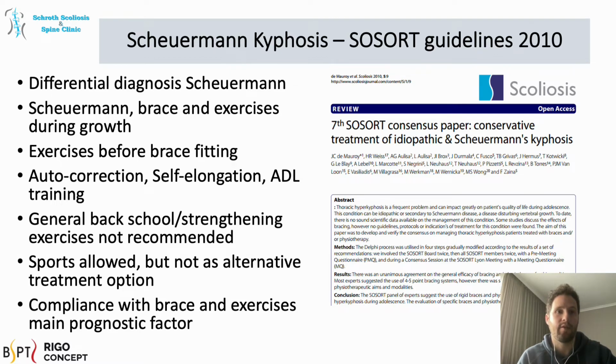And the general or back school strengthening exercises are not recommended for Scheuermann Kyphosis treatment because they don't have all these corrections that are required to get a good result. Sports are allowed, but they are not considered to be an alternative treatment option. And of course, one of the main prognostic factors is the compliance with the treatment protocol with brace and exercises.